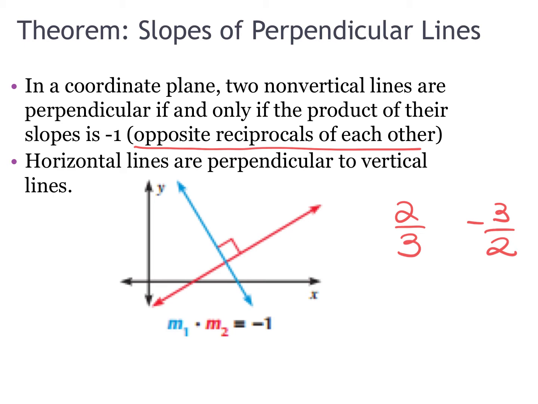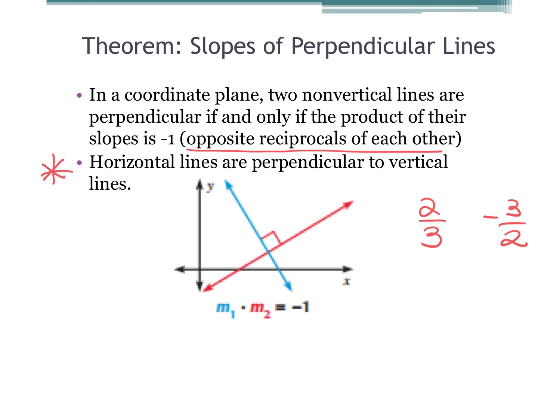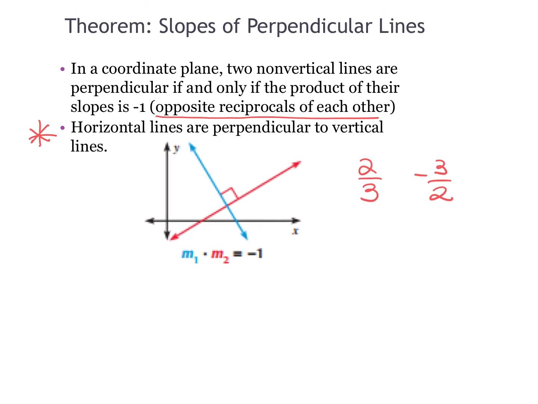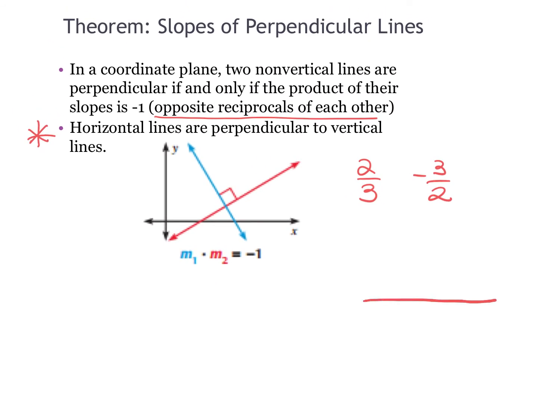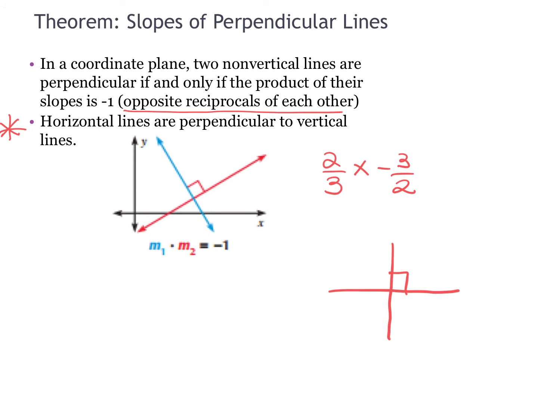Horizontal lines are always perpendicular to vertical lines. So for example, if you want to visualize this, here's my horizontal line, and if I draw a vertical line, they're always going to be perpendicular. So what this was stating here, that when I multiply a number by its opposite reciprocal, I can simplify diagonally here, turn these all into 1s, and then 1 times -1 is -1. Just remember that perpendicular lines have opposite reciprocal slopes.